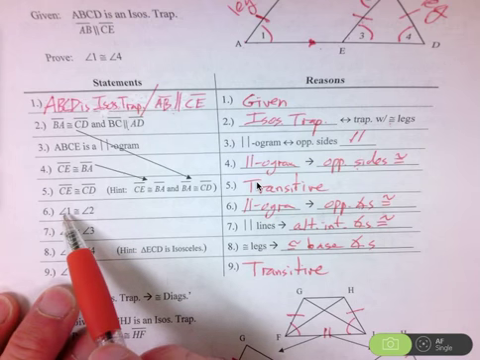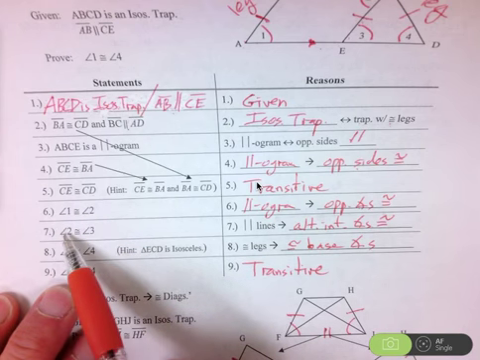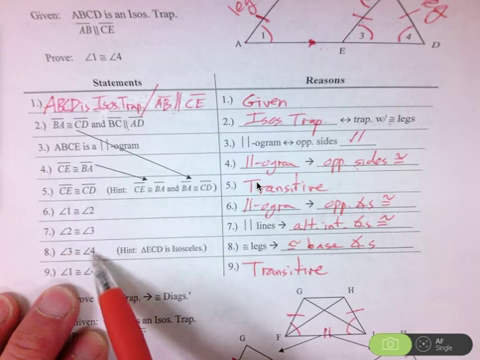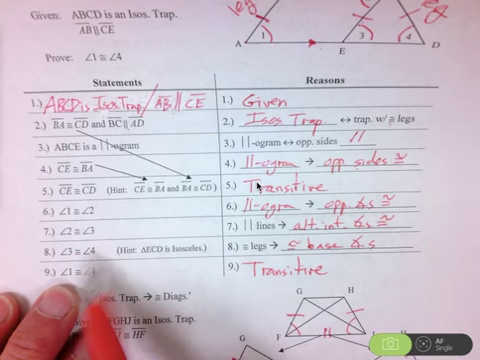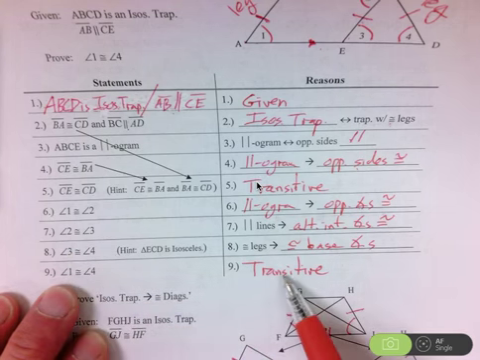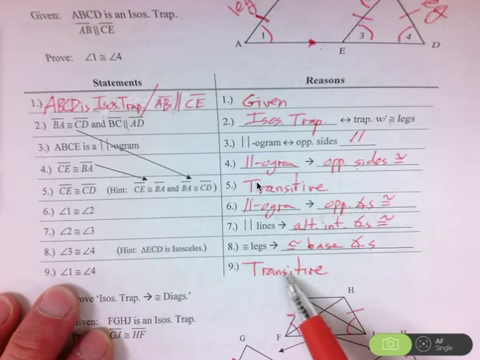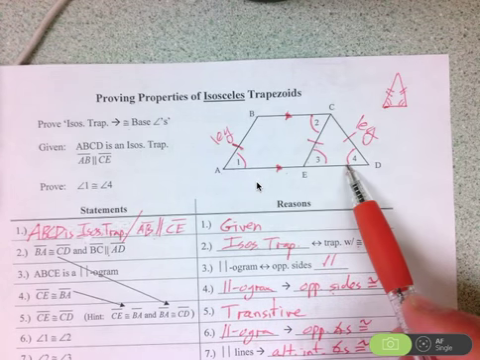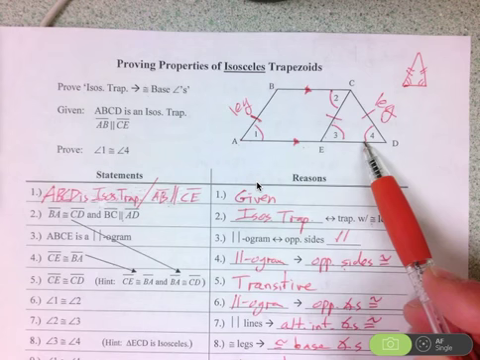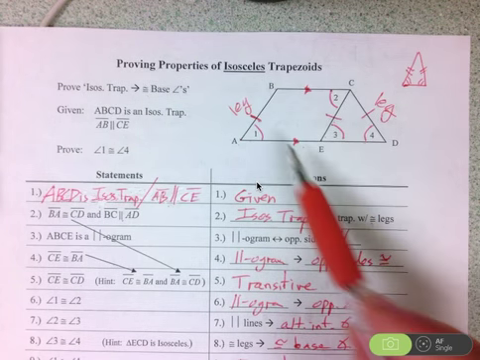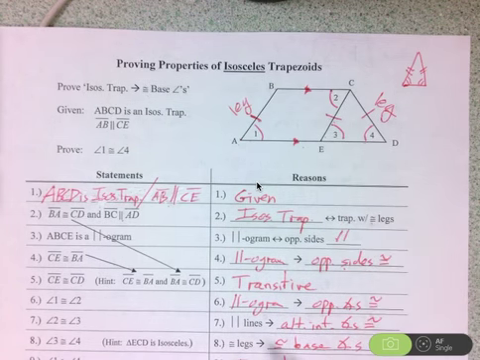Look, we can connect angle 1 to 2, but 2 is connected to 3, and 3 is connected to 4. So we can connect 1 directly to 4 using the transitive property. And that was what we wanted to show, that angles 1 and 4 have to be congruent in the isosceles trapezoid.